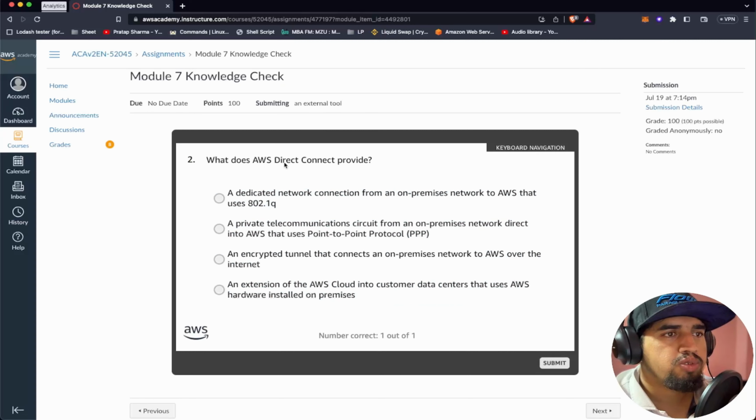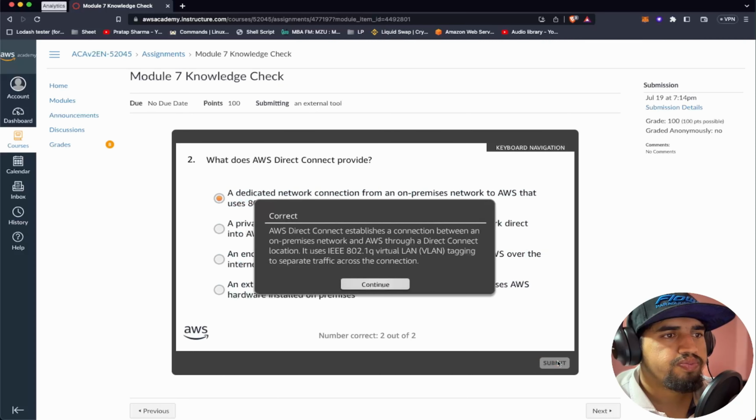What does AWS Direct Connect provide? I think the answer should be this A: a dedicated network connection for an on-premise network to AWS that uses 802.1Q. Okay.